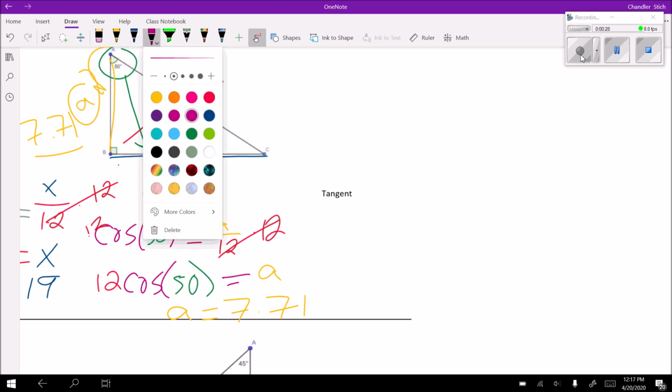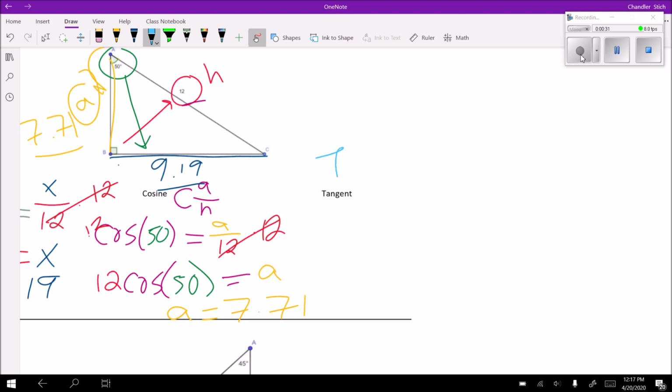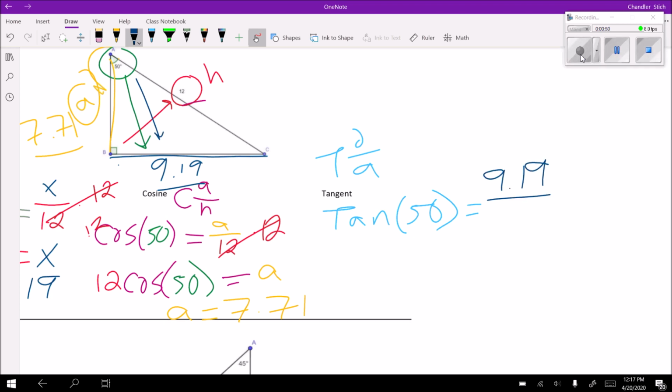All right, so tangent, we know tangent is TOA, or opposite over adjacent. So tangent of 50 is equal to the opposite, which again, opposite being directly across, that's 9.19, over adjacent, which is the yellow one, 7.71. All right. Tangent 50 is equal to 9.19 divided by 7.71. If this is true, then we did it correct. If this gives us two different values, we need to go back and check.